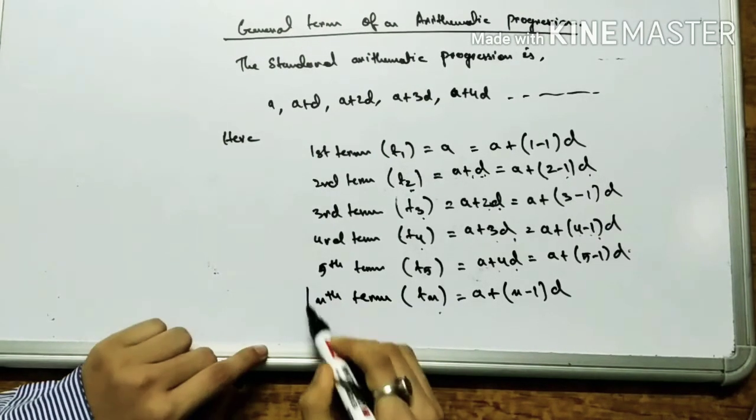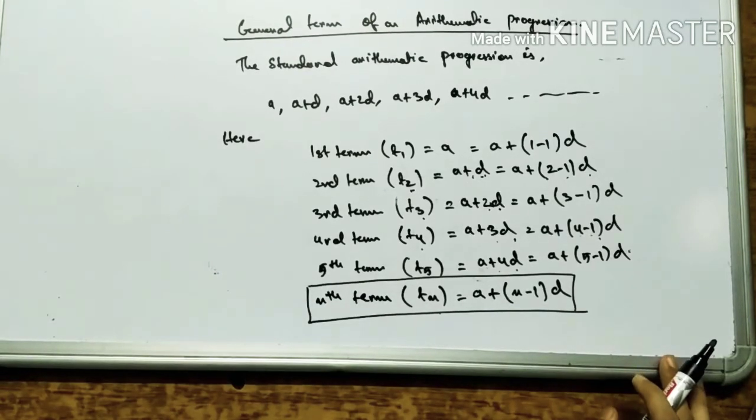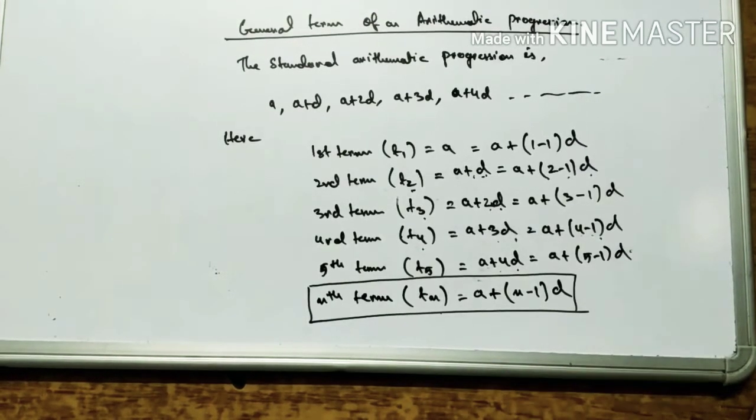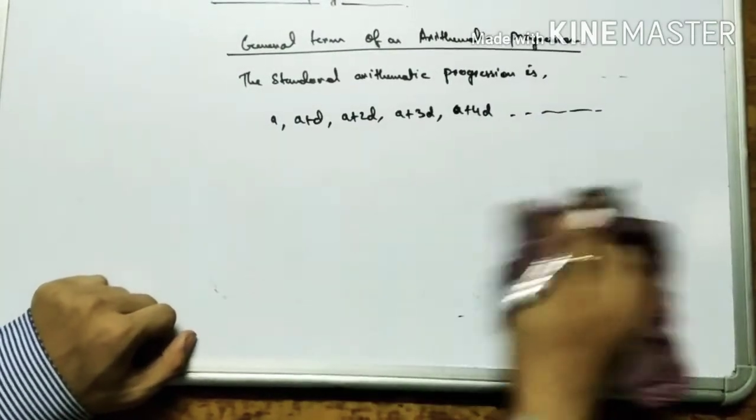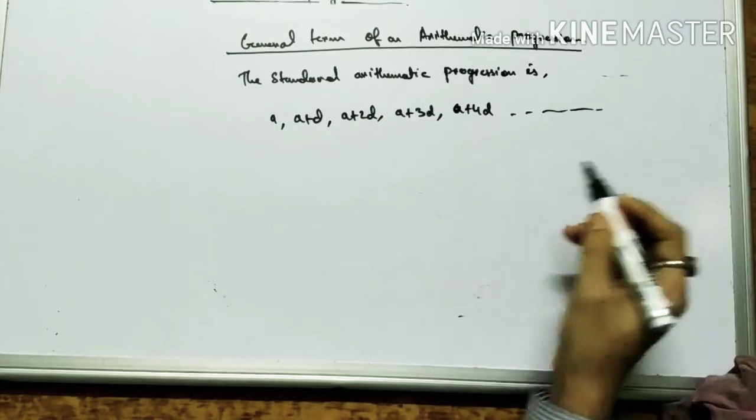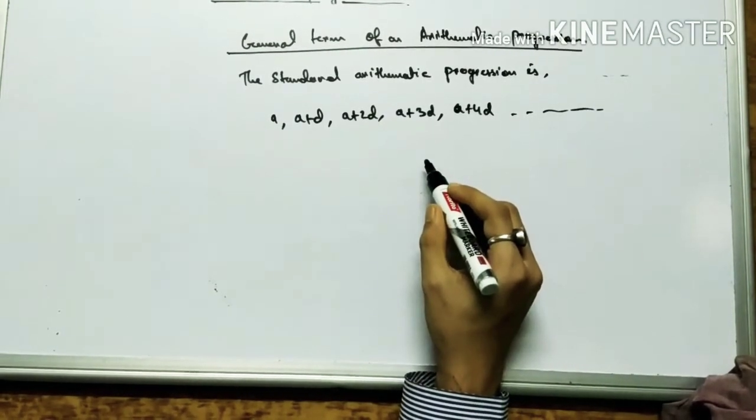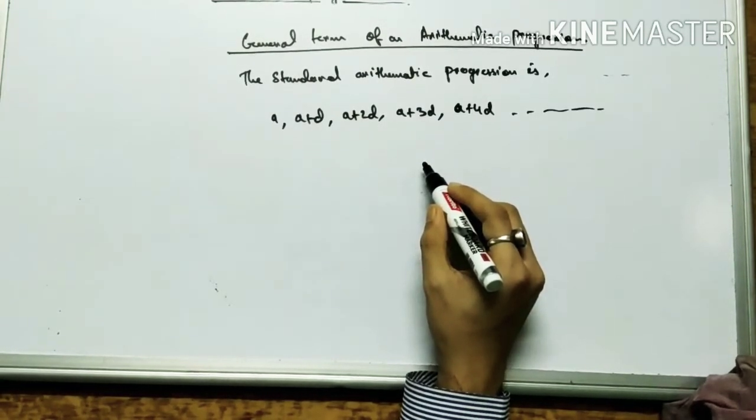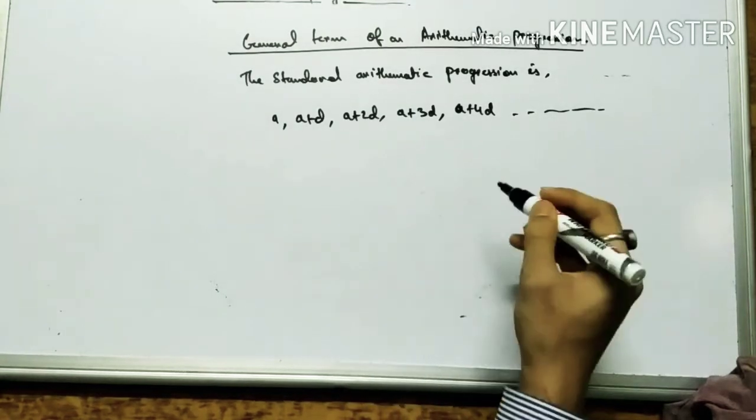So this is the general term of an arithmetic progression that you will have to remember. Let me write it in here. So you see, according to the book, that is the general term of the AP.